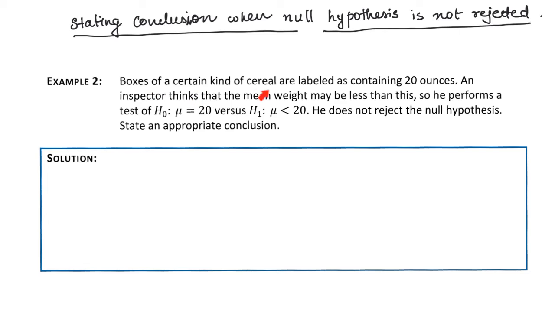A box of a certain kind of cereal is labeled as containing 20 ounces, and an inspector thinks that the mean weight may be less than this. He performs a hypothesis test, null hypothesis mu equal 20 versus the alternate hypothesis mu less than 20. He does not reject the null hypothesis. State an appropriate conclusion.